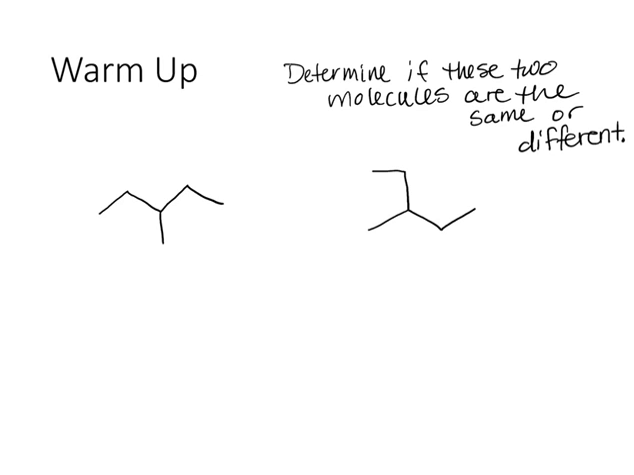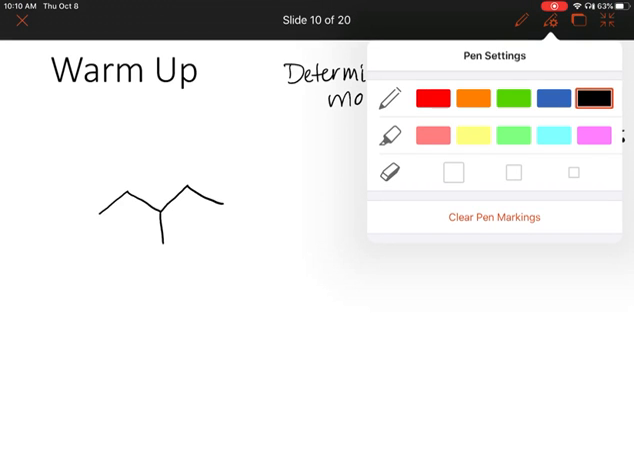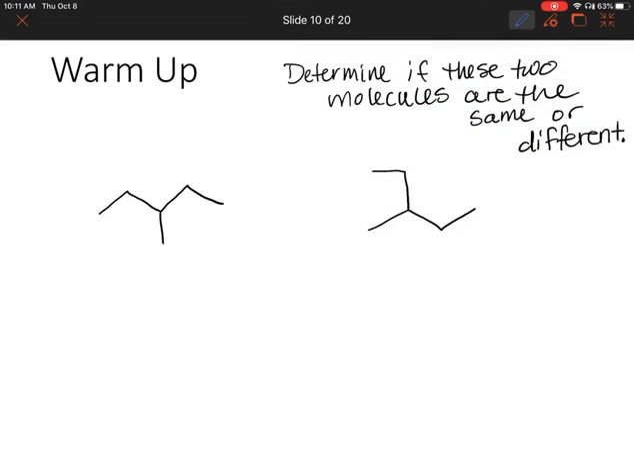Okay, so let's name both of these molecules and see if we come up with the same thing. So the first one on the left, let's start by numbering our longest chain. So let's see, we have 1, 2, 3. If we go down, we'd only have 4 carbons, but if we keep going right, we have 5 carbons. So that's our longest chain.